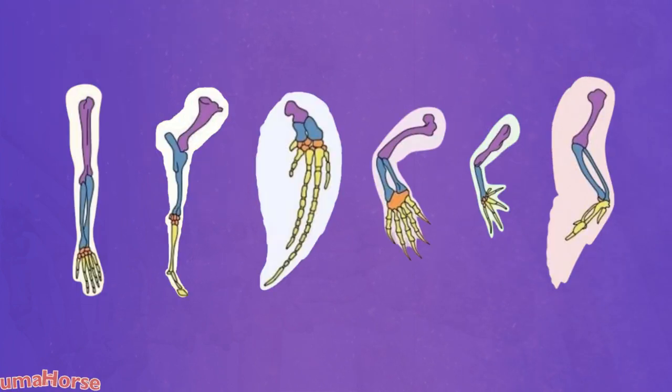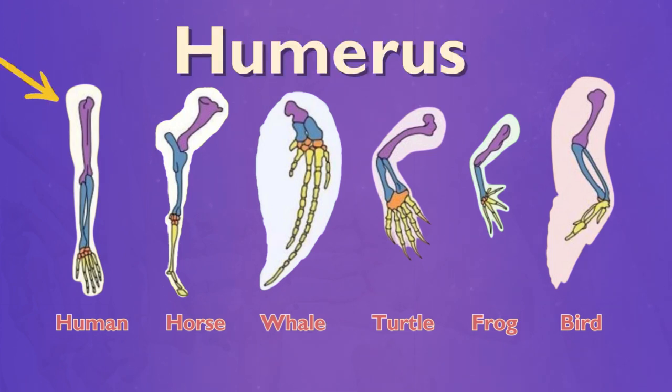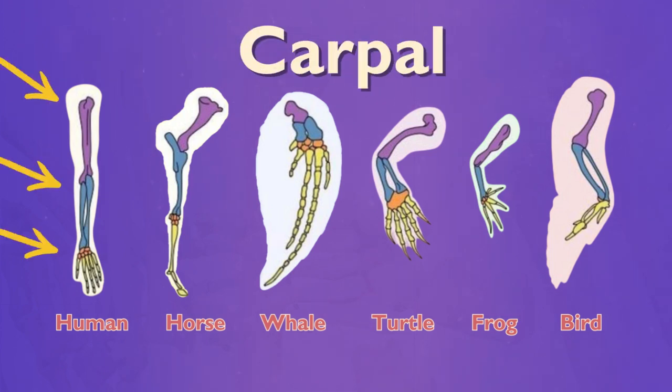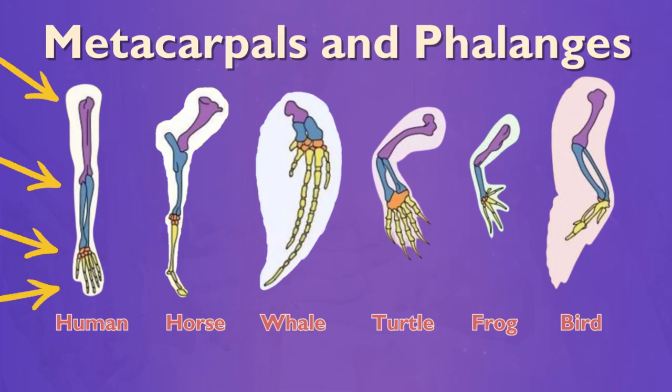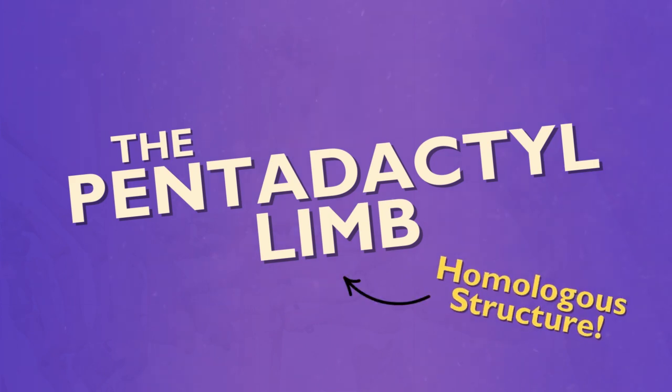Here, take a look at the limbs of mammals, birds, reptiles, and even amphibians. If we strip them down to the bones, you'll notice something similar for all of them: one upper bone, two lower bones, wrist bones, and fingers. This blueprint is called the pentadactyl limb, and it is a classic example of a homologous structure.